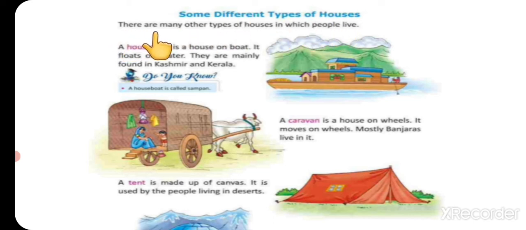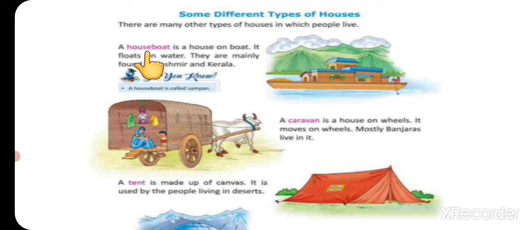There are many other types of houses in which people live. So children, some houses are made according to the landforms and some houses are made according to the requirements of the people. So in this portion, we will learn about a few of them. So let's start from here.